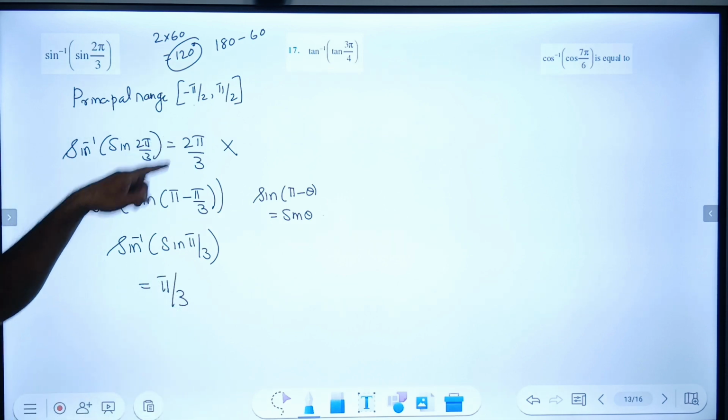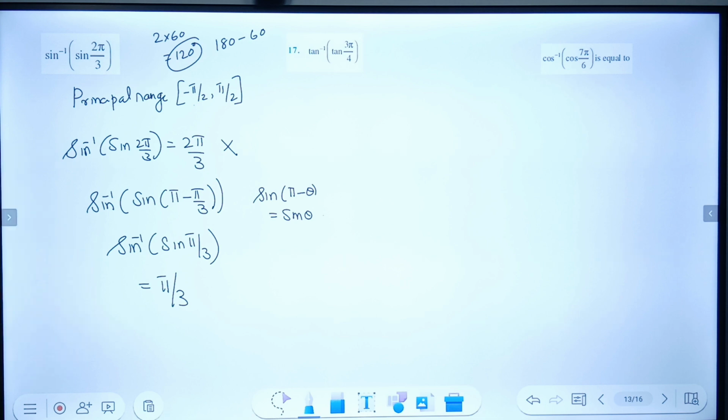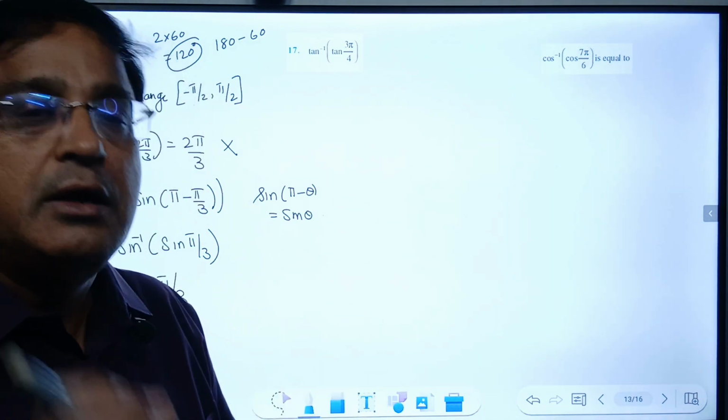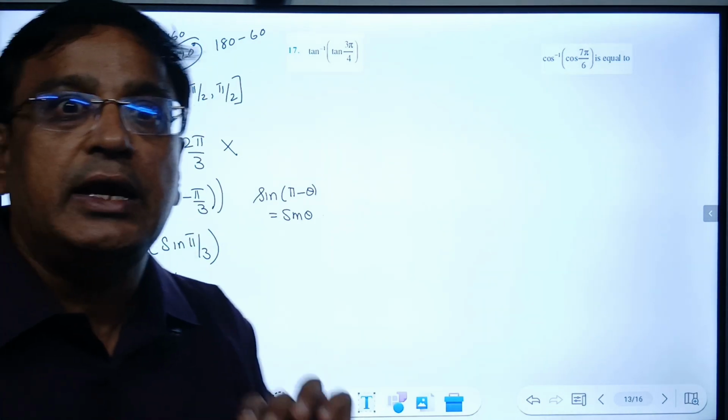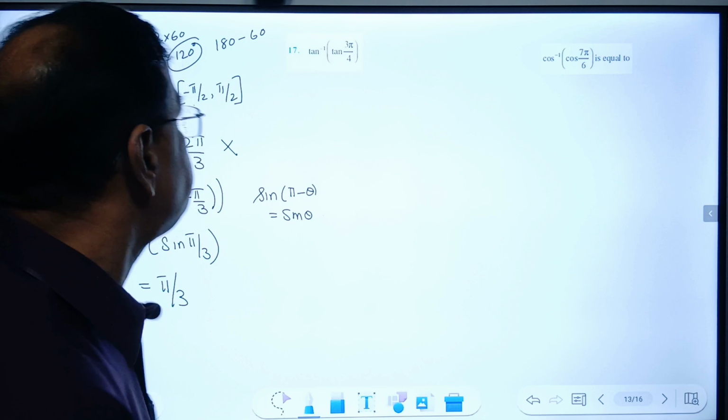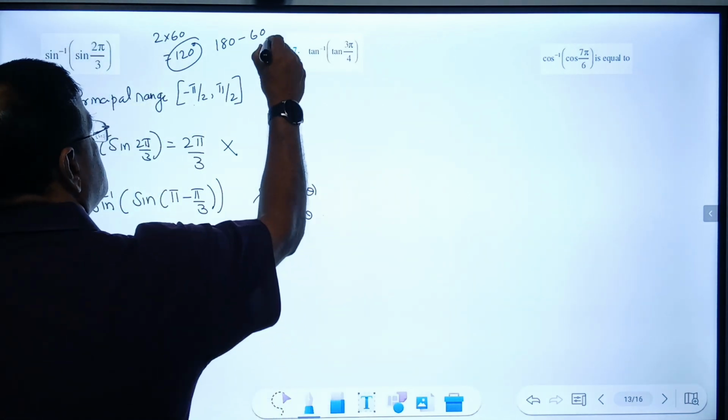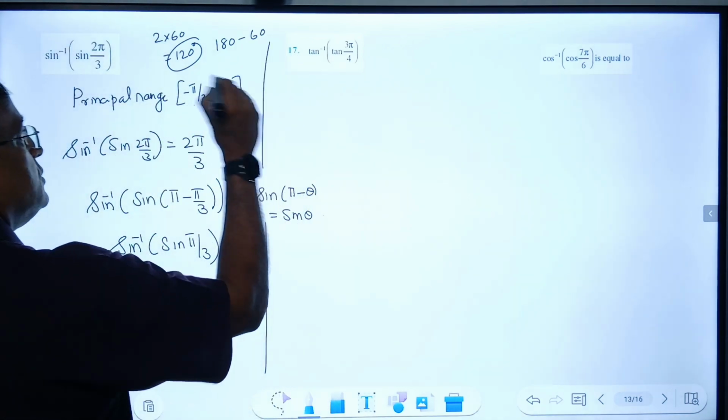You see what a difference, isn't it? So it cannot be 2 pi by 3. It has to be only pi by 3. Be careful about it. Sine inverse of sine x is x only when x lies in the principal range. Okay, that finishes this problem. Okay, let's go to this one.